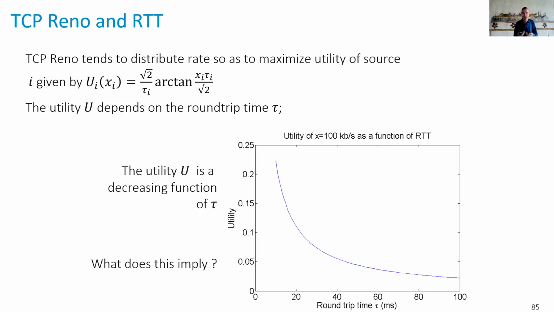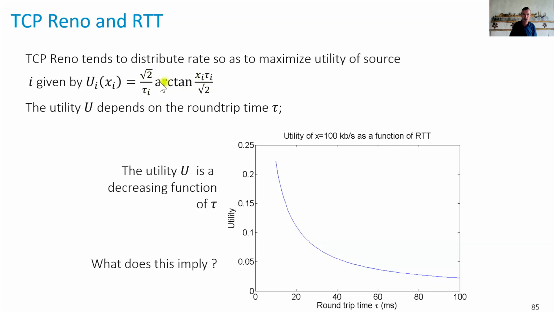I mean, think of utility as money. The problem is the same as if somebody would receive money proportional to the utility. By giving a rate xi to every source, you will give more to those who give more money to you. That is what the utility function logic means. So we need to understand how the utility depends on the round trip time here.